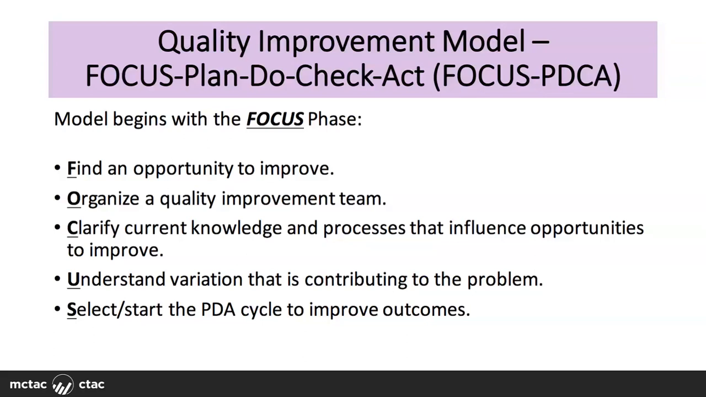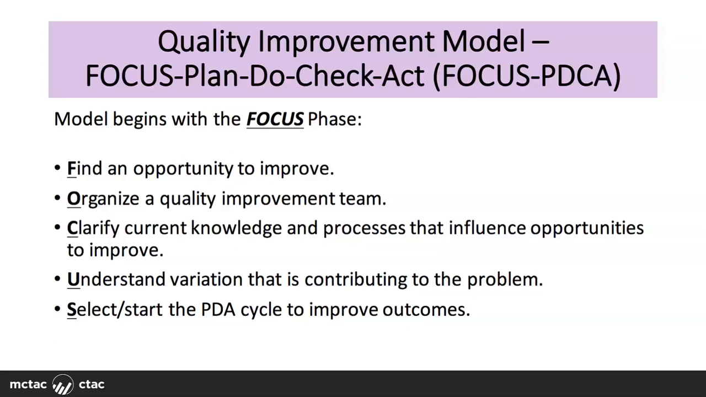You have to drill down and understand what you know and what processes are in hand, and then understand the variation that contributes to the problem. Is something not working because you didn't communicate well and the processes aren't being followed? I mean, there's all kinds of situations that can be in play here. And the last is to select and start the PDCA cycle to improve your outcomes.